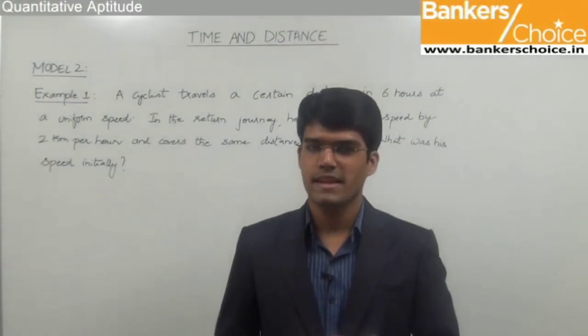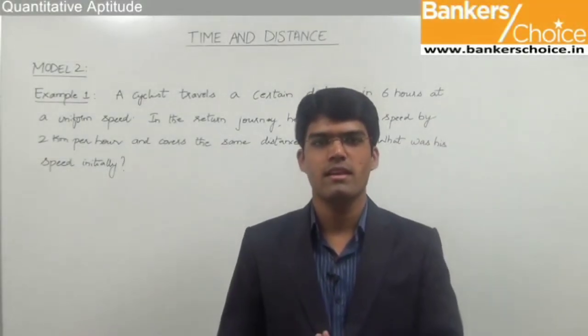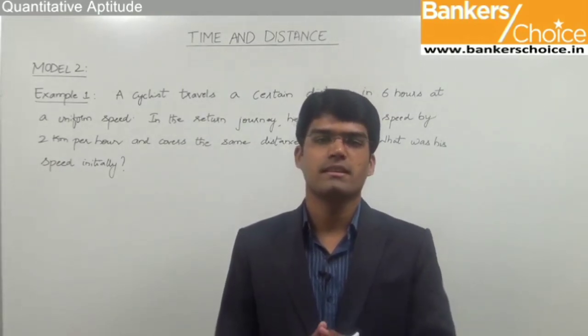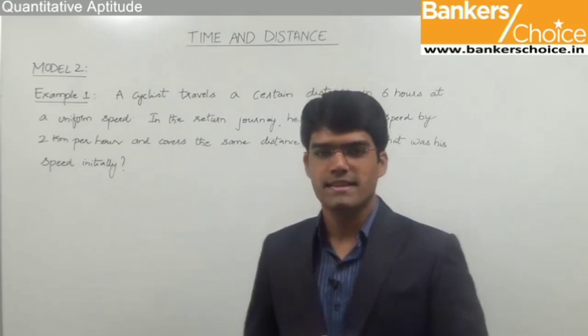Let us now discuss the second model from time and distance, where the distance travelled in two different cases are equal, but the speeds and the time are varying. Let us look at the first example.